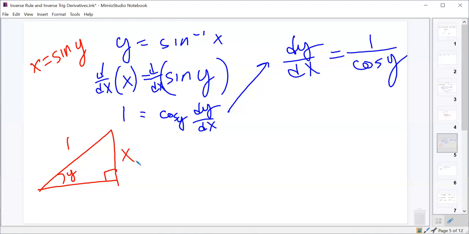So everybody agree that if x is equal to the sine of y, I should be able to write this triangle out as x is the opposite side and 1 is the hypotenuse. All right, so then what is the cosine? Well, the cosine should be this adjacent side divided by the hypotenuse. How do I figure out the adjacent side?